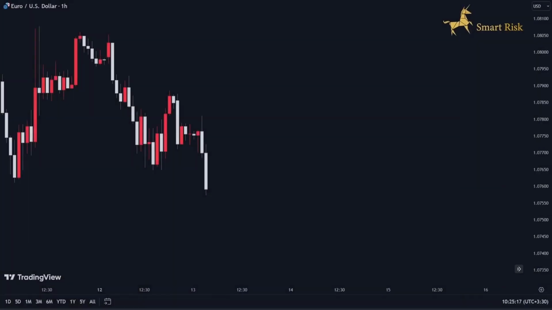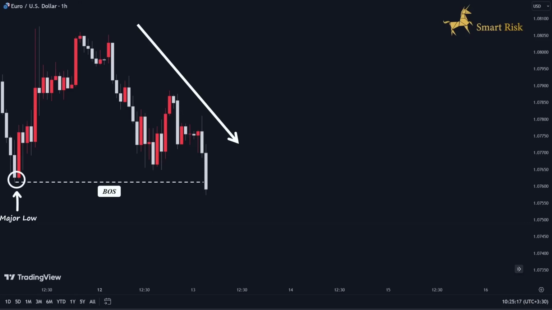So here we have Euro-Dollar 1-hour chart on the screen. As you can see, price's dominant direction is bearish. For identifying fair value gaps with high probability, firstly, we need to wait for the price to form a valid break of structure. Here, we see that the price pushed to the downside and has broken the previous major low, closing below it. Thus, we have a valid break of structure.